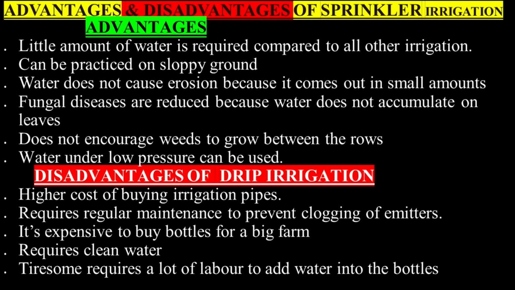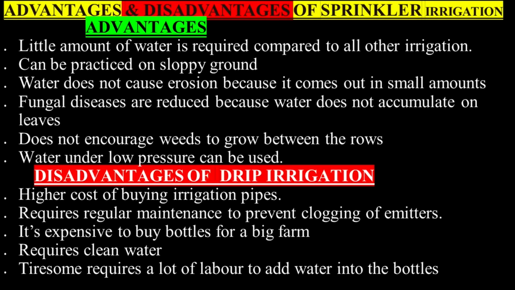Advantages of drip irrigation. Little amount of water is required compared to all other irrigation. Can be practiced on sloppy ground. Water does not cause erosion because it comes out in small amounts. Fungal diseases are reduced because water does not accumulate on leaves. Does not encourage weeds to grow between the rows. Water under low pressure can be used.